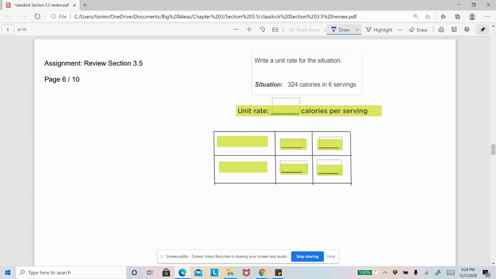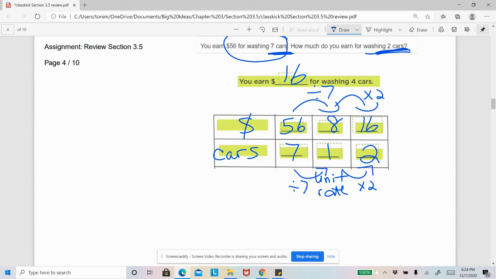Okay, so for 6, now it's just asking for a unit rate. Okay, we're not finding another rate. So if I actually go back here, I just want to make sure you understand this. These 2 right here, I want to draw this out.